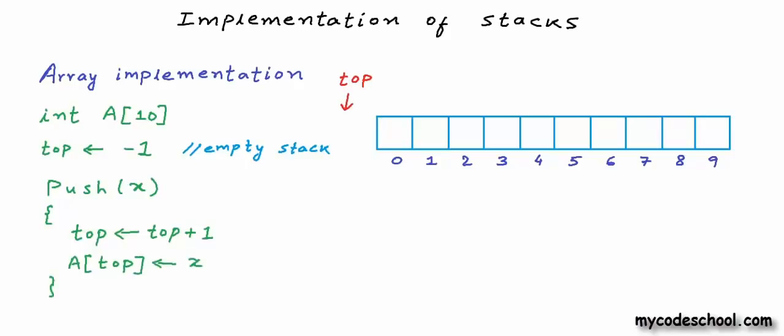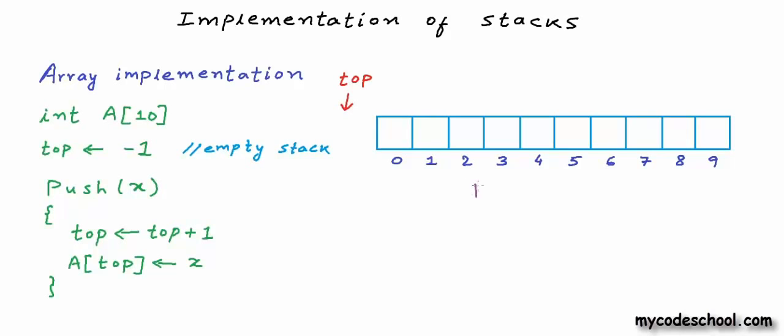Here we are assuming that A and top will be accessible to push function even when they are not passed as arguments. In C, we can declare them as global variables, or in an object-oriented implementation, all these entities can be members of a class. I'm only writing pseudocode to explain the implementation logic. Okay, so for this example array, top is set as -1, so my stack is empty.